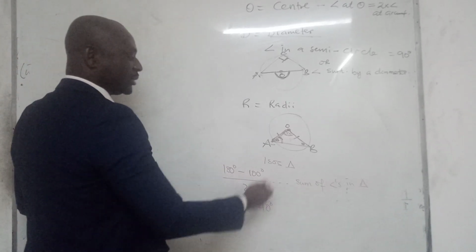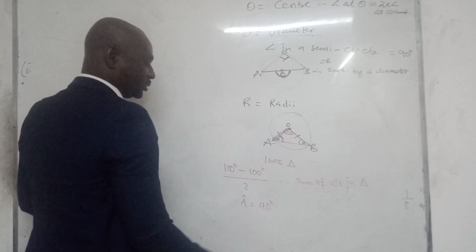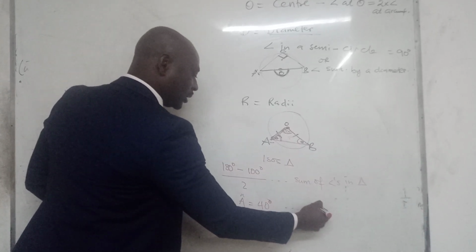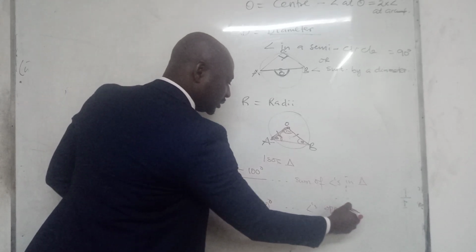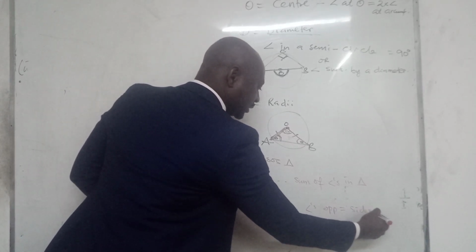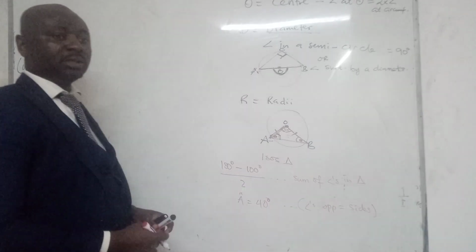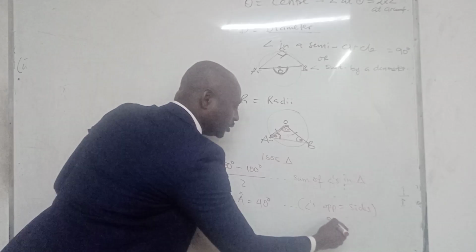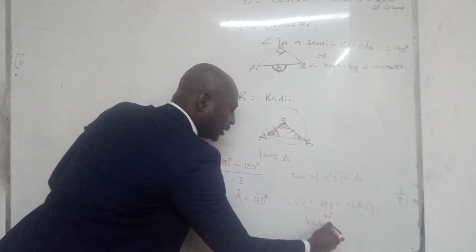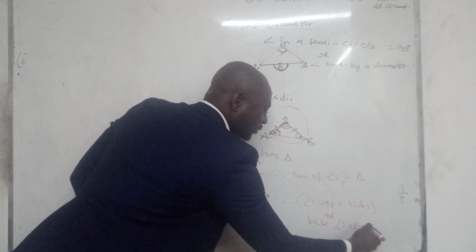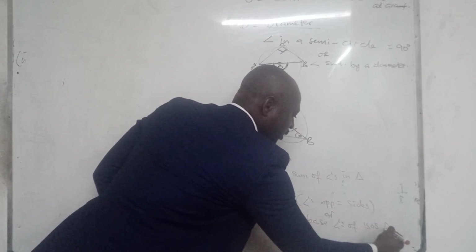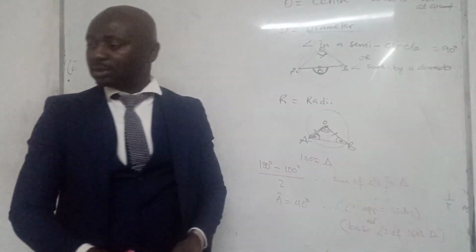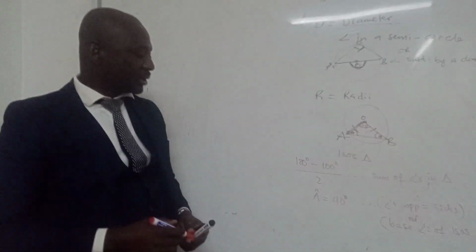Angle A is the same as angle B as well. So angle A is 40 degrees, and your reason will be angles opposite equal sides, or you can say base angles of isosceles triangle. Don't write it in a full sentence.